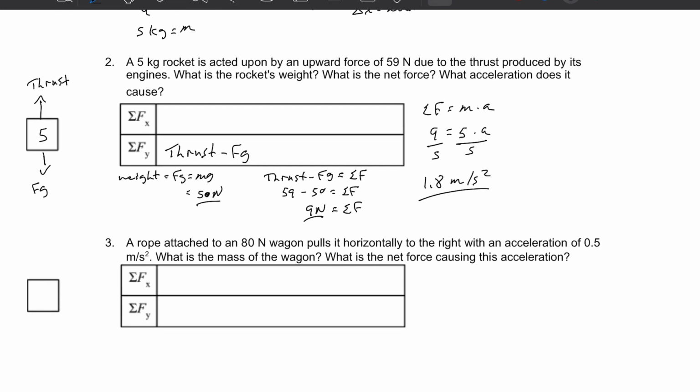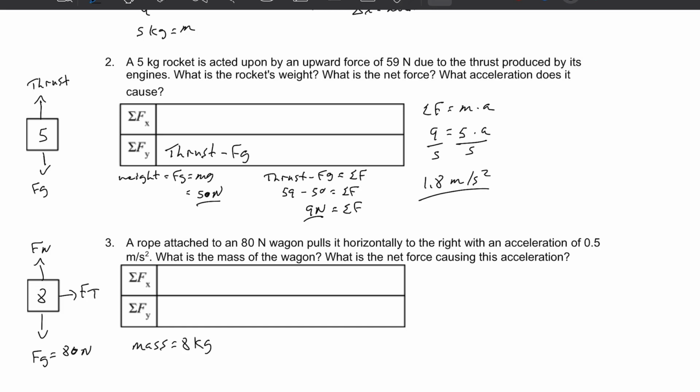A rope attached to an 80 Newton wagon. So 80 Newton wagon, that's telling us the force of gravity, the weight is 80 newtons for the wagon. Pulls it horizontally to the right. So we're going to have tension to the right with an acceleration of 0.5 meters per second square. Now the wagon's on the ground, so it has a force normal. It's balanced with the force of gravity because it's not accelerating vertically. And it's tension to the right because it's a rope.